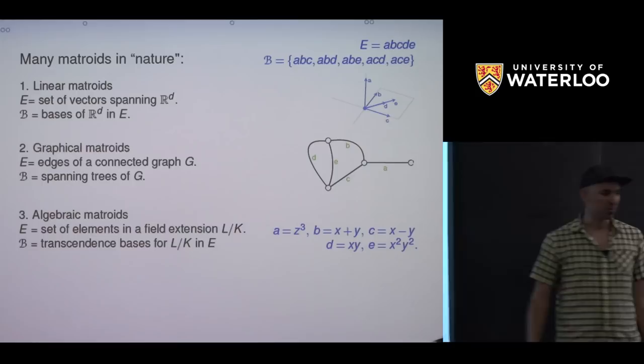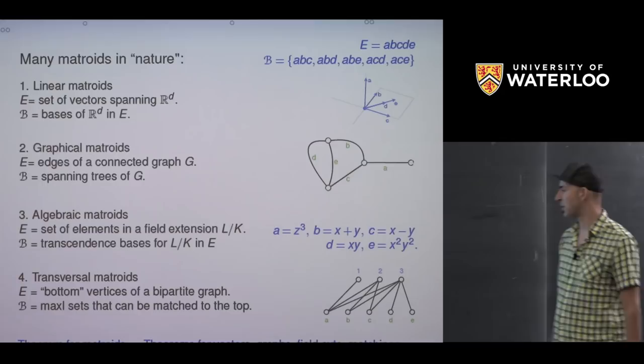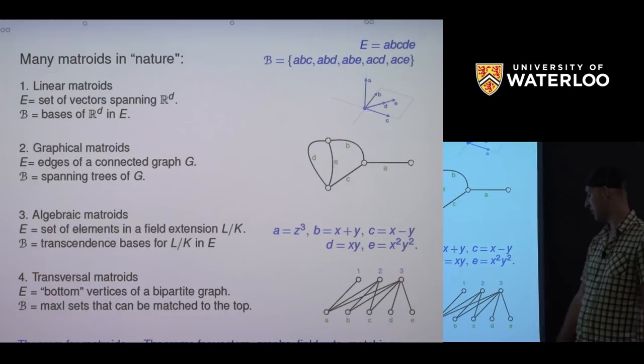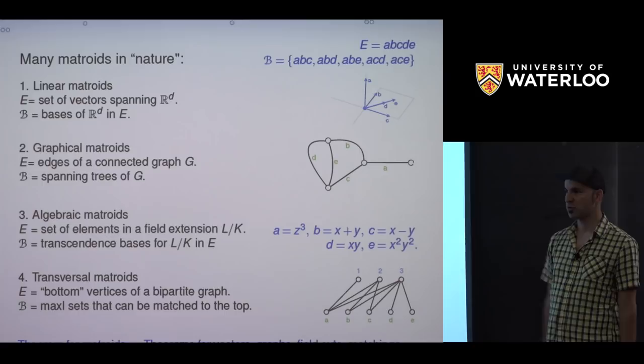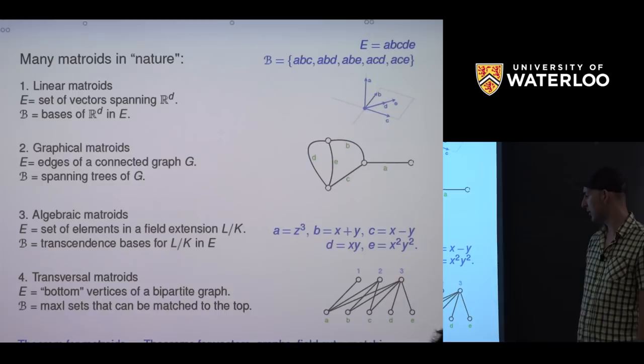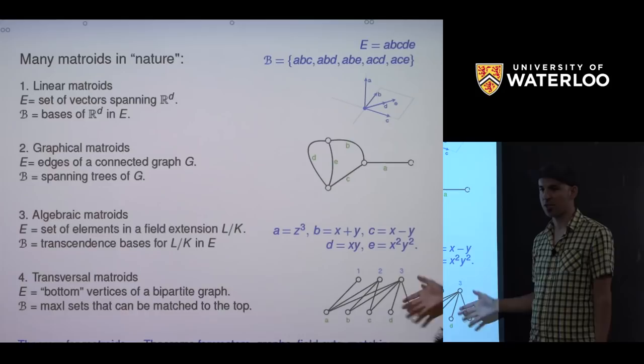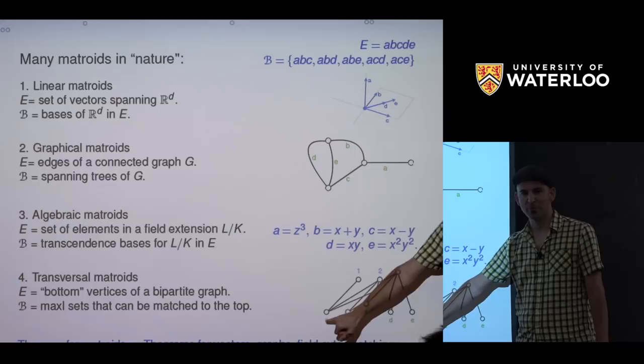And another important family is transversal matroids, where you have maybe people and jobs, okay? And now you're trying to assign a job to each person, okay? And then the question is, what is the set of jobs that can be assigned? And for example, here you can see I chose this very carefully. So these are somehow the jobs that people are willing to take. So person number one can only take job A, okay? And that's why you would give them job A, just like you had to choose A here.